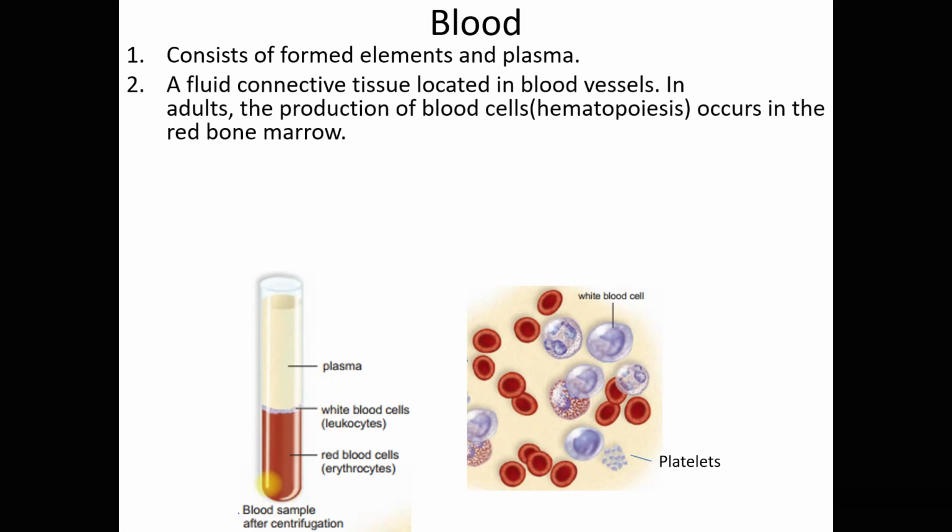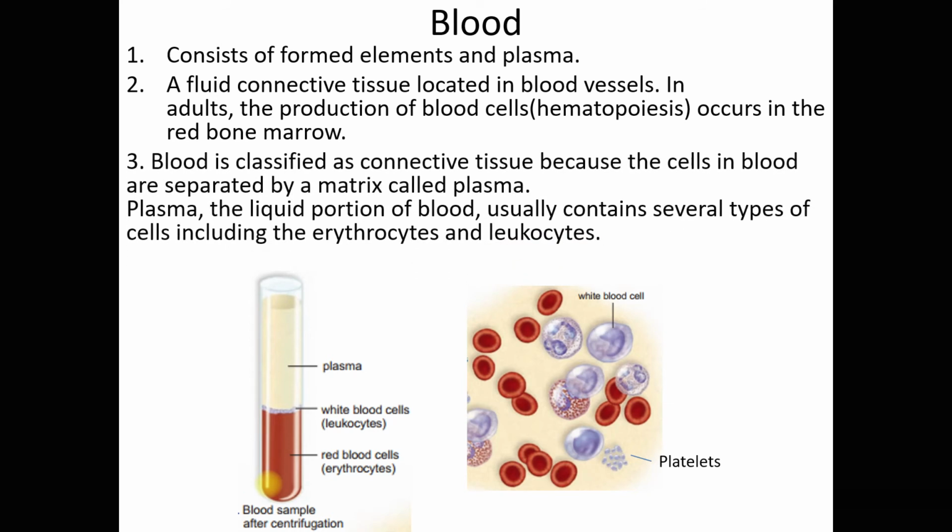Blood is a fluid connective tissue that is located in the blood vessels. In adults, the production of blood cells occurs in the red bone marrow, and the synthesis of blood cells is known as hematopoiesis. Now, blood is classified as connective tissue because the cells in the blood are separated by a matrix called plasma. Plasma is the liquid portion of blood.